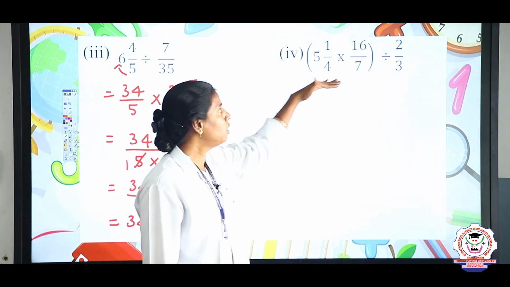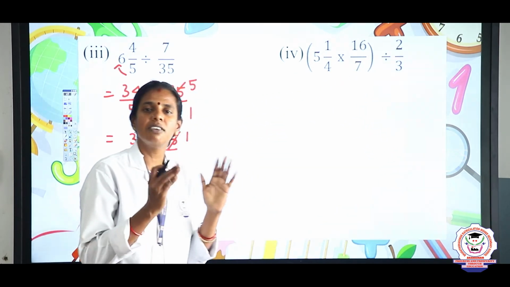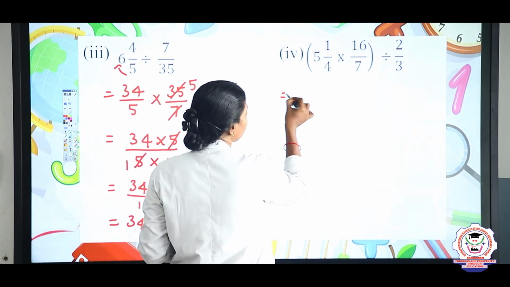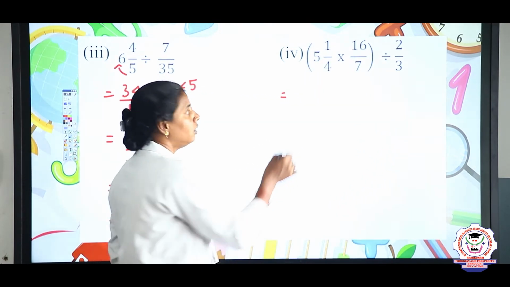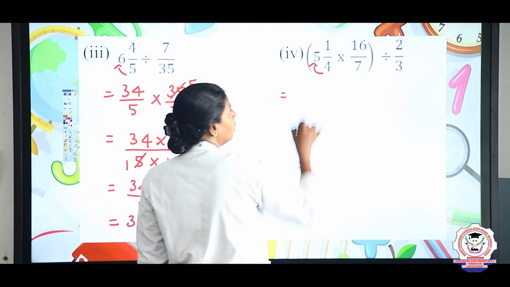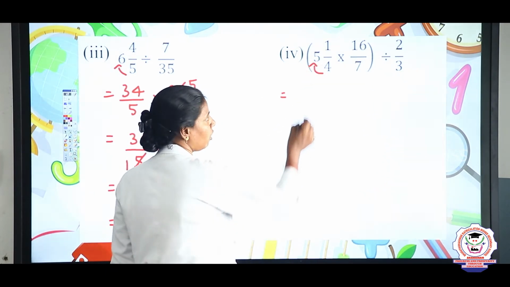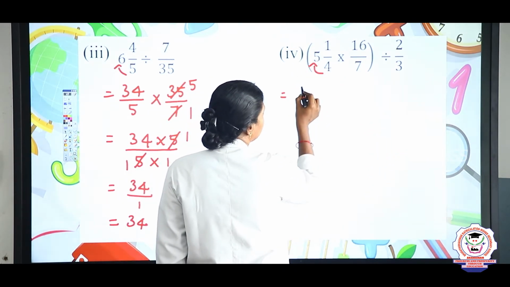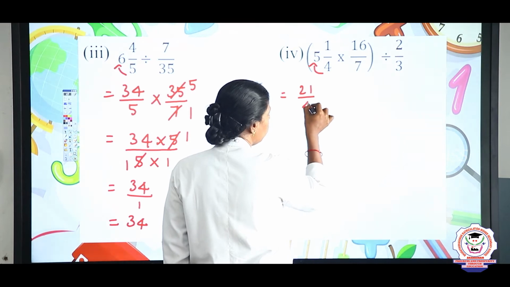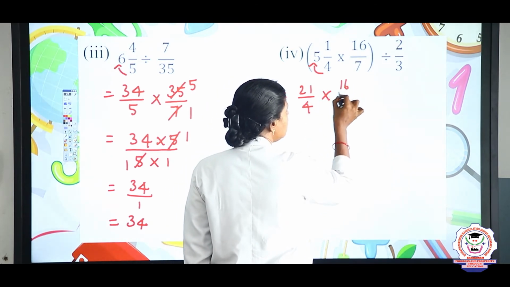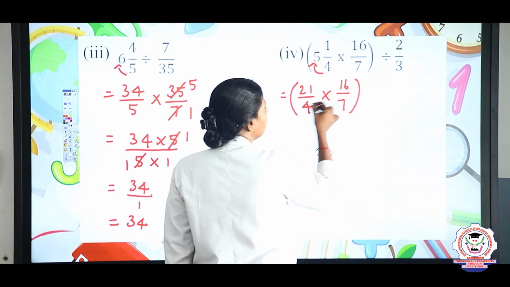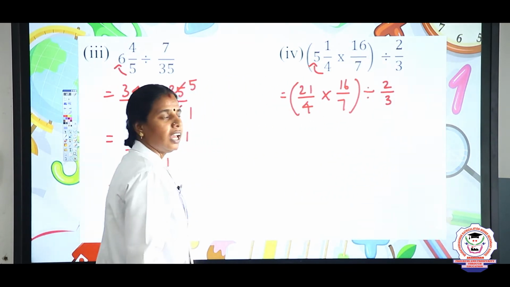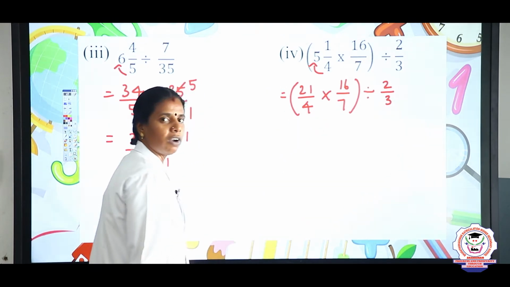Here 3 fractions are given together, and multiplication and division, 2 operations, are given there. First what we are going to do is solve the numbers given in the bracket. Okay. Convert this mixed fraction into improper. So 5 4: 4 5s are 20, 20 plus 1 is 21 by 4 into 16 by 7. Just keep this as it is, divided by 2 by 3. Okay. And solve these 2 fractions which are in the product.